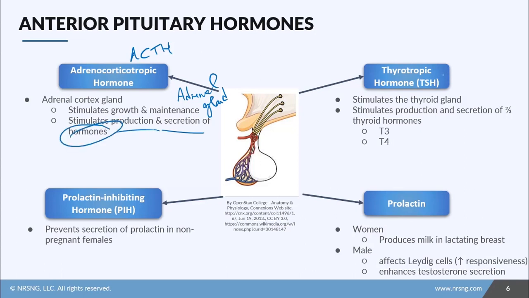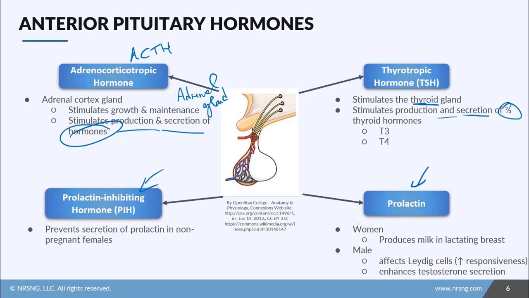Now, the thyrotropic hormone stimulates the thyroid gland, and it's going to stimulate the production and the secretion of two of the thyroid hormones, so T3 and T4. Now, for both the thyroid hormone and the adrenal gland hormone, there are lessons on those, so I encourage you to check those out. Now, the other two, prolactin inhibiting hormone and prolactin, are responsible for lactation.